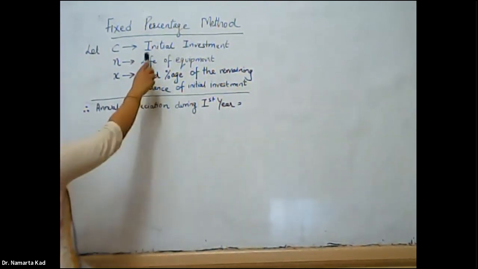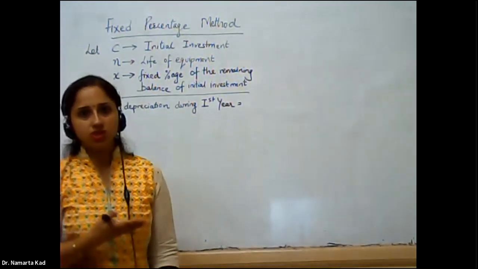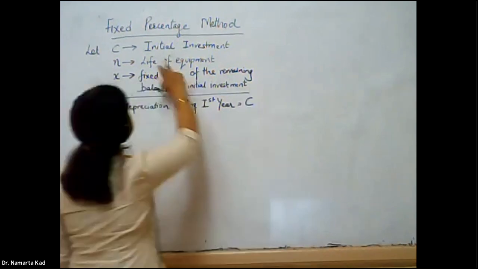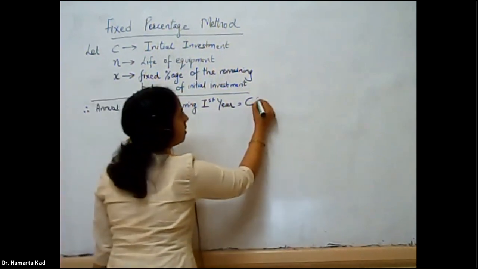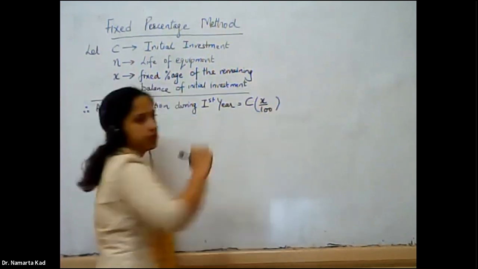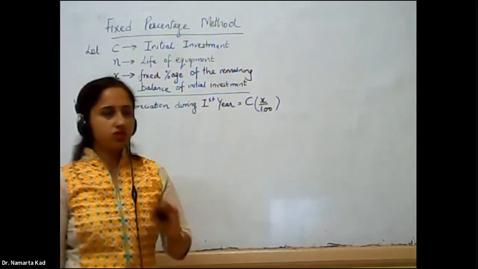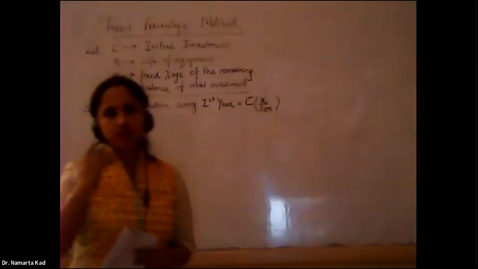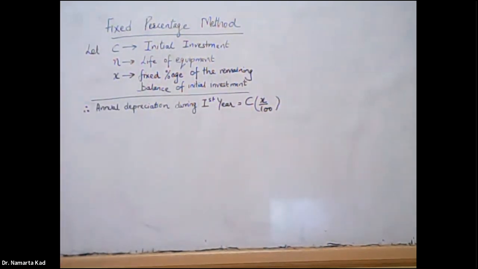ठीक है, like this is our initial investment, तो हम क्या मान के चल रहे हैं कि एक फिक्स परसेंटेज है x जो हम हर साल निकालेंगे एज अ डेप्रिसिएशन चार्ज. Okay, so annual depreciation during first year is calculated as C, this is our initial investment, the fixed percentage of this C investment. So C multiplied by x by 100. Why have I written x by 100? Because it is given in the question in the form of percentage, so you have to divide x by 100. So depreciation during first year is C multiplied by x by 100. This is our annual depreciation during the first year.